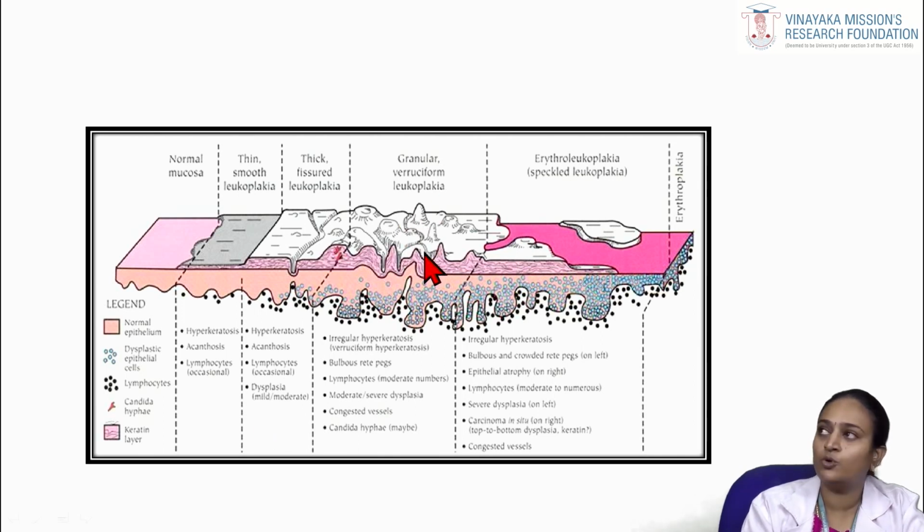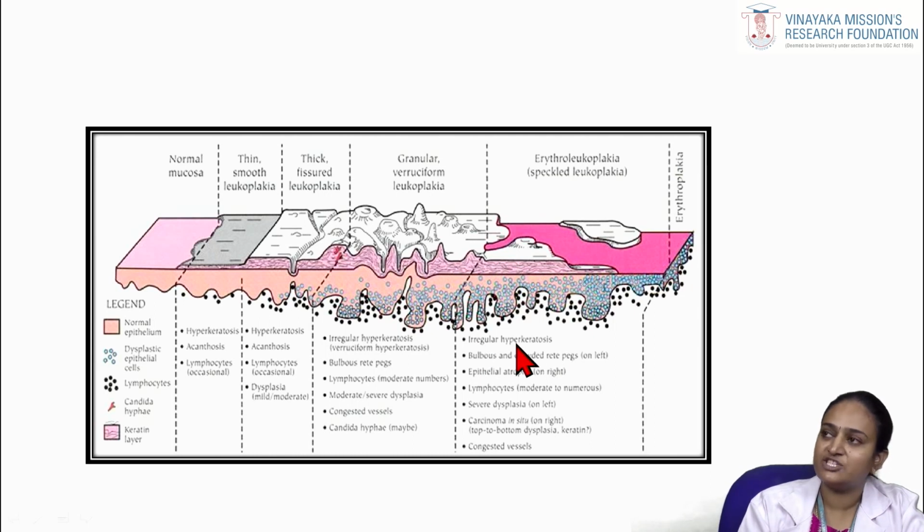In granular or verruciform leukoplakia, you can see irregular hyperkeratosis. It is verruciform, so you can see the projection of hyperkeratosis and also bulbous rete ridges and lymphocytes. Dysplastic features will be moderate or severe dysplasia, with congested vessels, and candidal hyphae may be seen in this condition. Erythroplakia, erythroleukoplakia, that is a mixture of erythematous lesion and white lesion, is also called speckled leukoplakia.